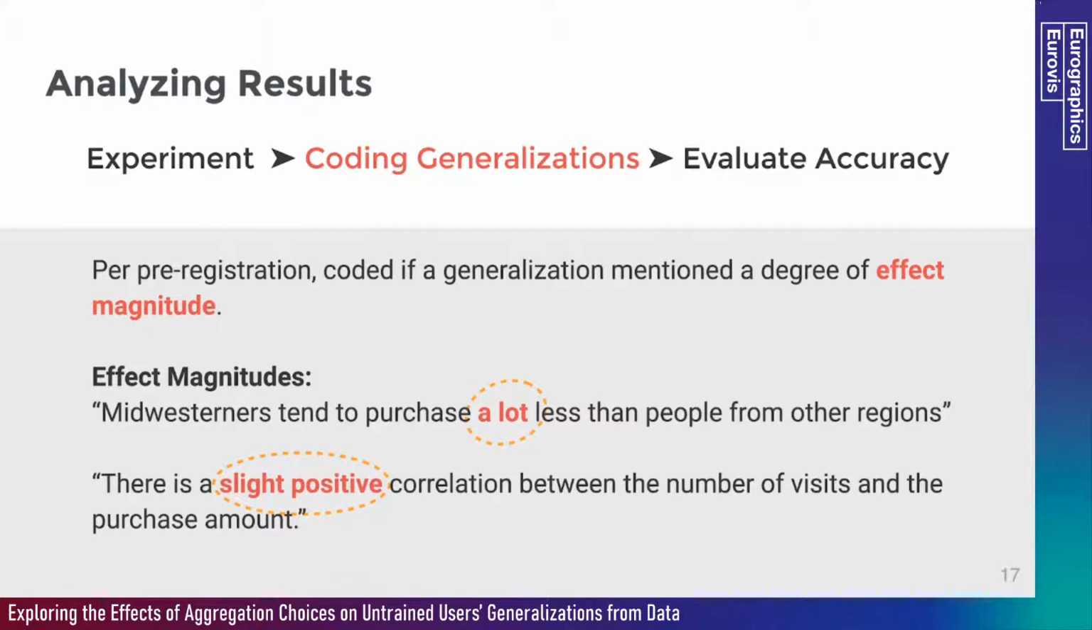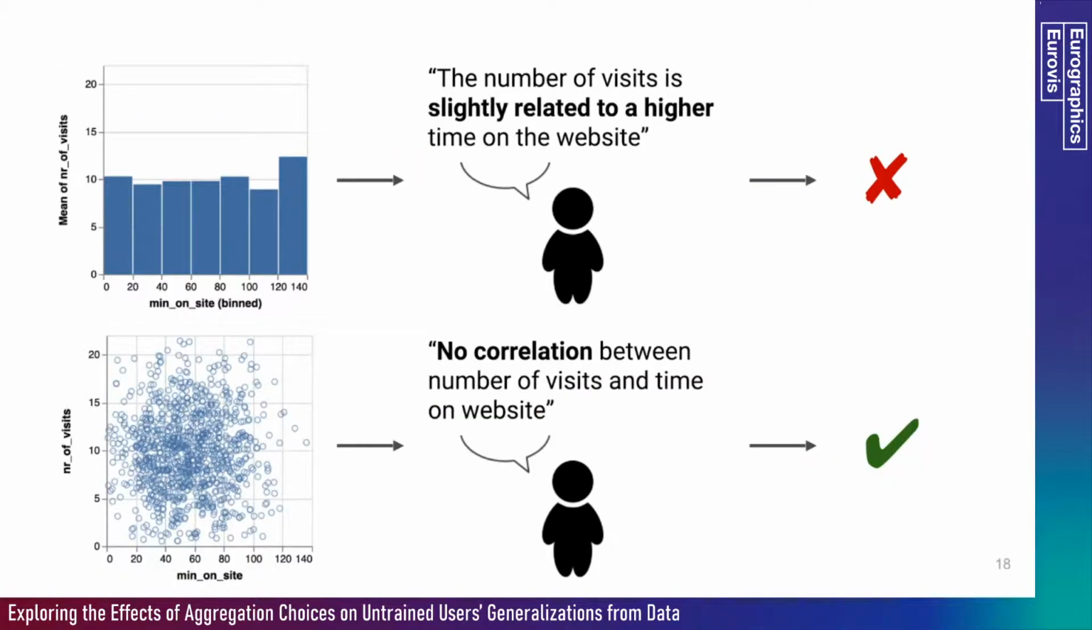For example, "Midwesterners tend to purchase a lot less than people from other regions," or "there is a slight positive correlation between the number of visits and the purchase amount." Given the open-ended nature of our prompt, the generalizations provided could give information about how participants think about and place confidence in the data.